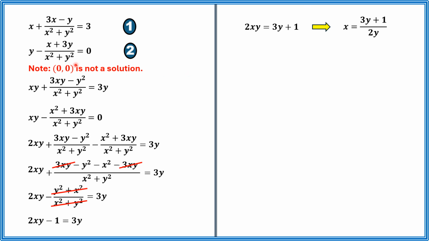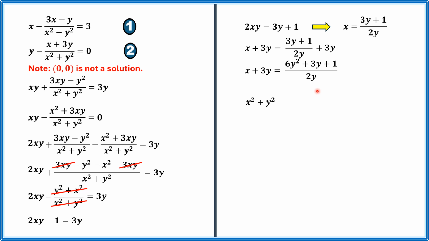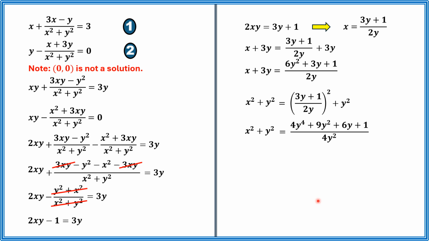So I have to calculate this term, x plus 3y over x square plus y square. First I calculate x plus 3y. So x plus 3y will be equal to this, the value of x, and then plus 3y, and after simplification we will get this term. Now the value of x square plus y square will be this one plus y square, with this value of x, and after simplification x square plus y square will be equal to this one.